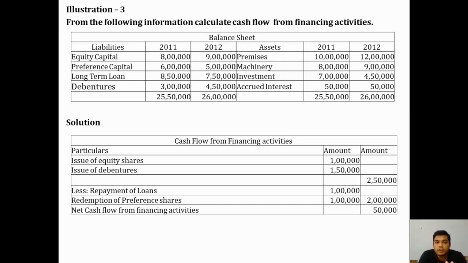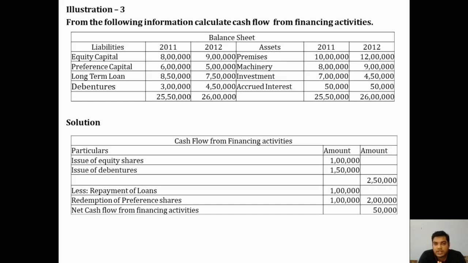If you see this question, there are two financing activities from which inflow of cash has happened: the issue of equity shares and the issue of debentures. And there are two items from which cash has flowed out of the organization: redeeming the preference shares and repaying the long-term loan. So after adjusting all these things, the answer we get is 50,000, which is net cash flow from financing activities. That is, inflow of cash from financing activities is 2,50,000 and outflow of cash from financing activities is 2 lakh. If we adjust both of these, the value remaining is still 50,000 of inflow of cash. Hence we call it net cash flow from financing activities.